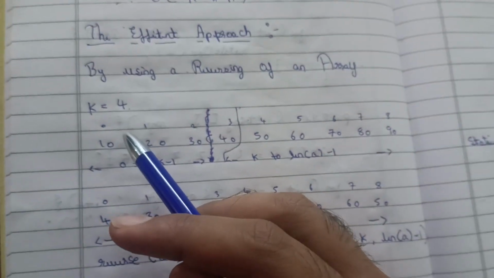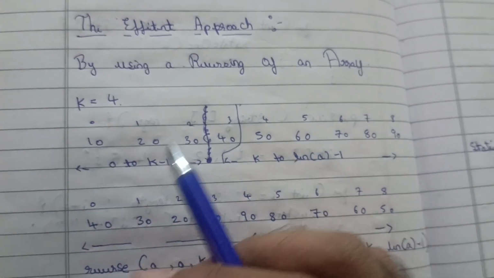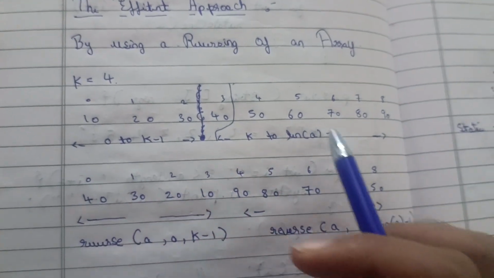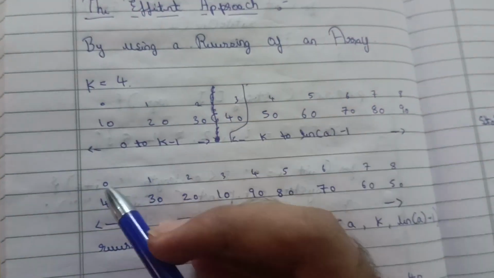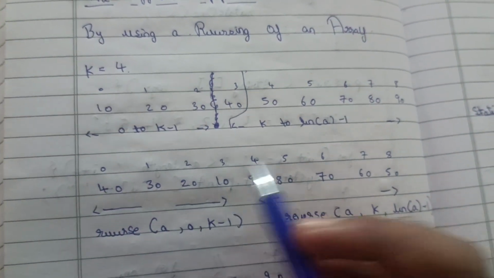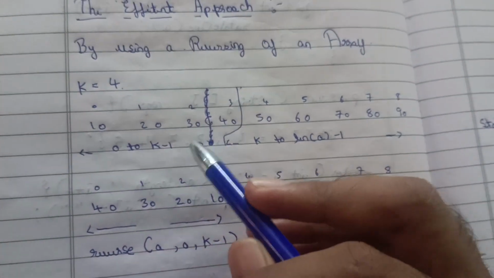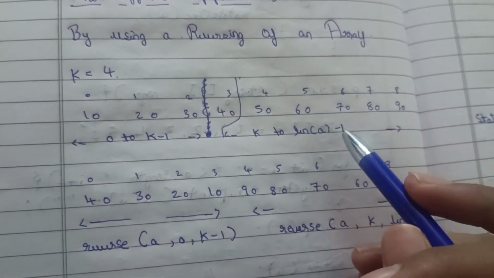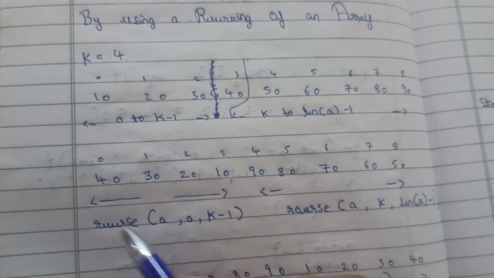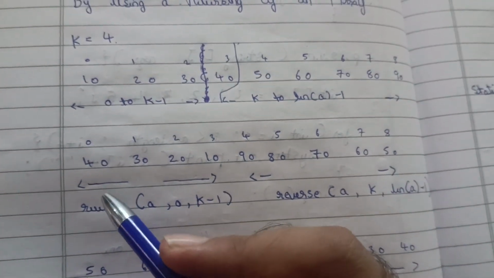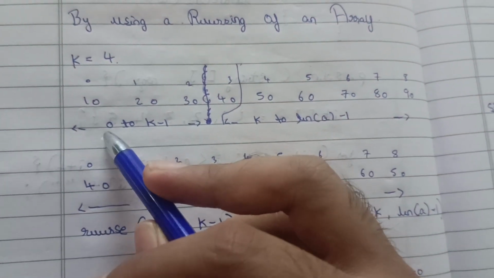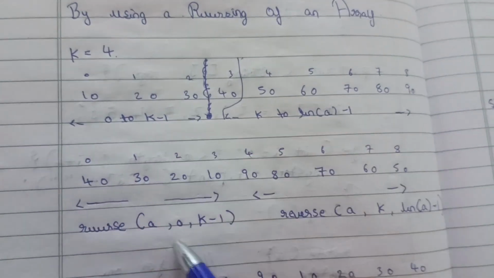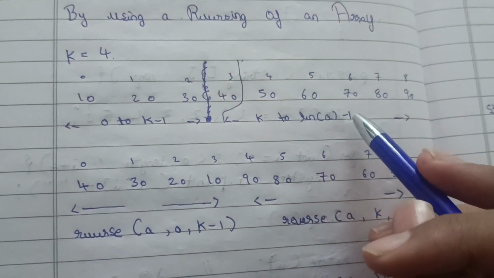Here the given value is k and this is the array. There are three simple steps here. First we will partition the array into two parts, which are 0 to k minus 1 and k to length of array minus 1. So we will call the reverse function 3 times totally. We will call the reverse function for the first partition, from 0 to k minus 1, and for k to length of array minus 1.